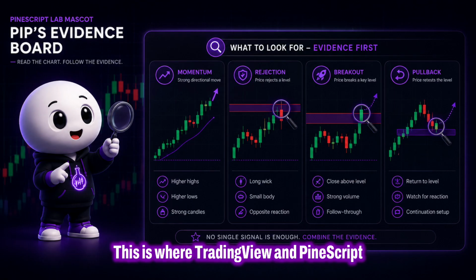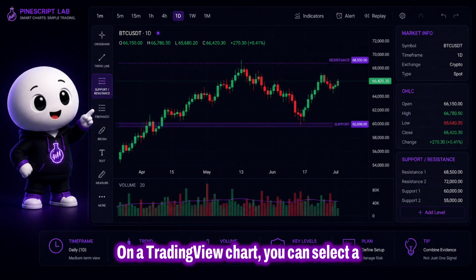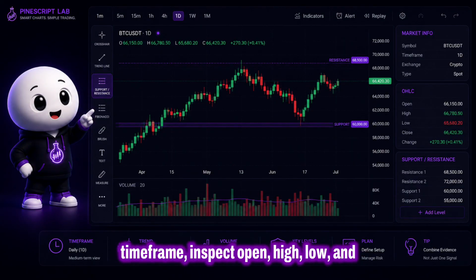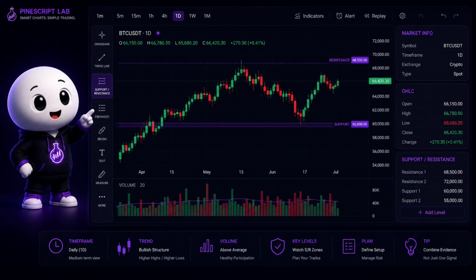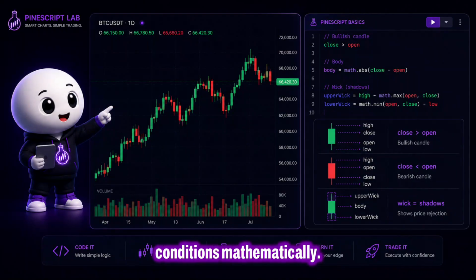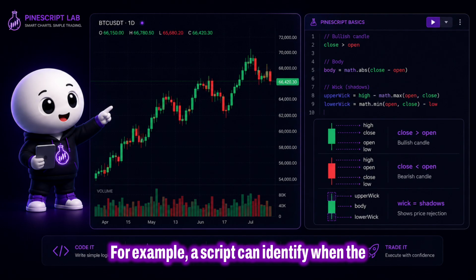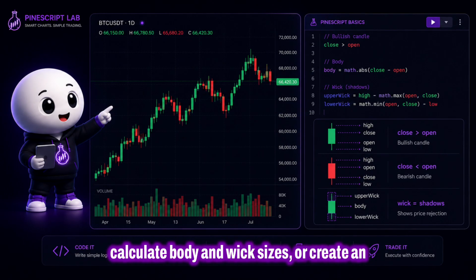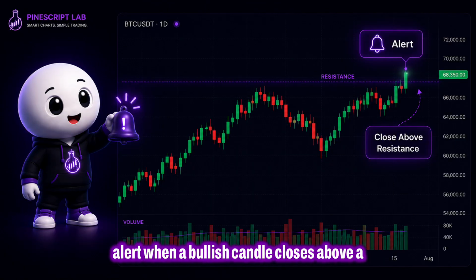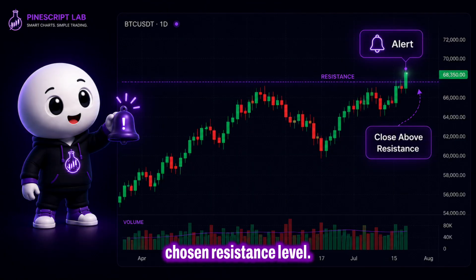This is where TradingView and Pine Script become useful. On a TradingView chart, you can select a time frame, inspect open, high, low, and close values, customize candle colors, draw support and resistance, and add volume or other indicators. Pine Script can evaluate candlestick conditions mathematically. For example, a script can identify when the close is above the open, calculate body and wick sizes, or create an alert when a bullish candle closes above a chosen resistance level.